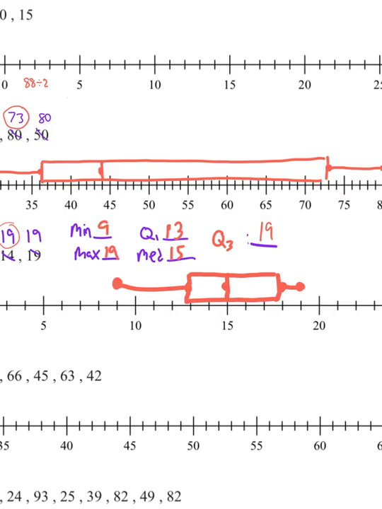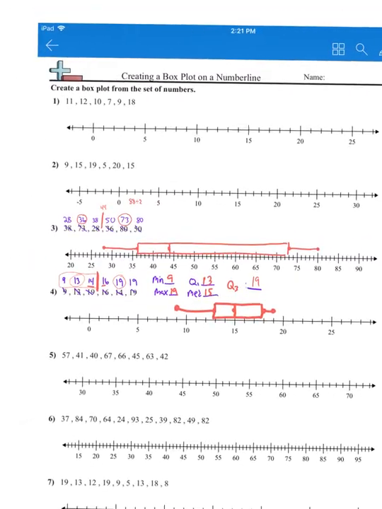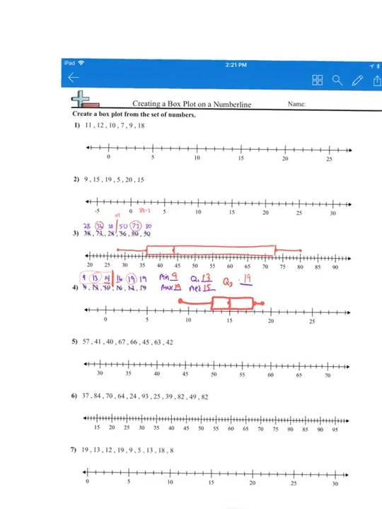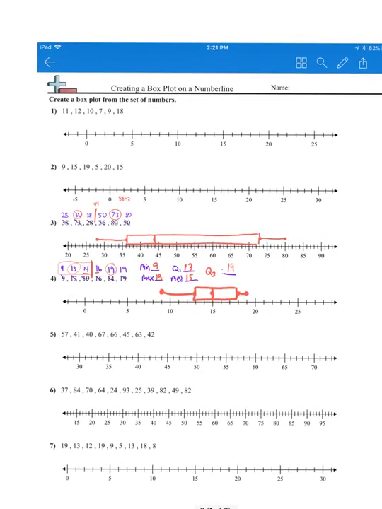Okay, by now I said I want you to be experts at making box plots, so I hope you know how to do them now. Don't do 5, 6, and 7 because we may use those as extra practice on another day.